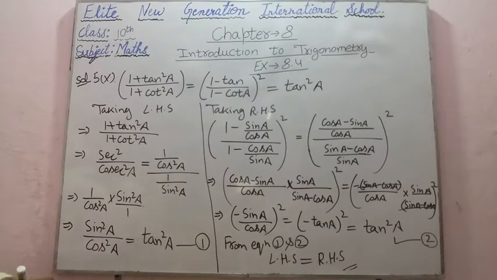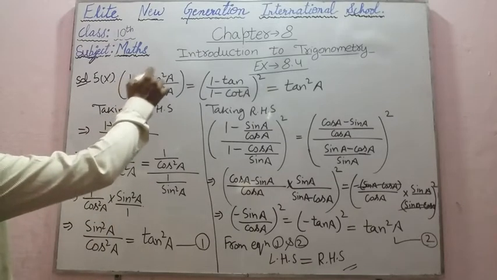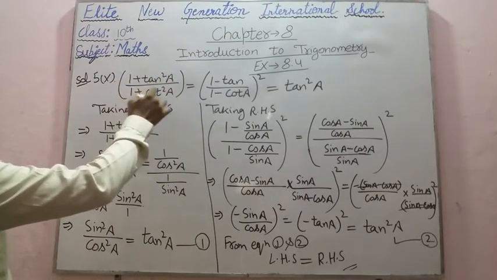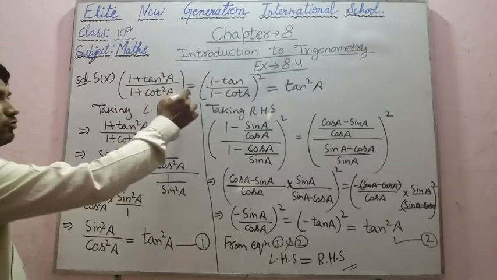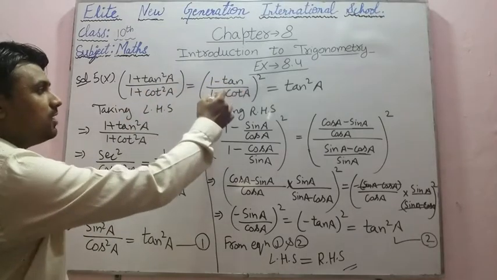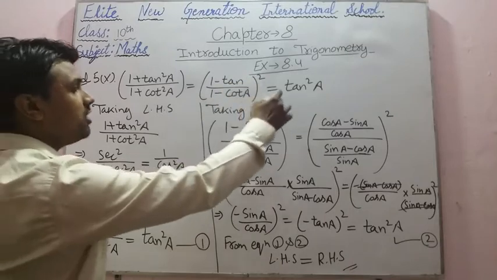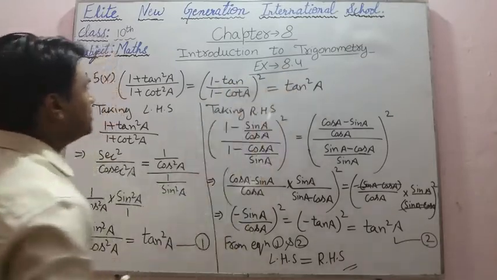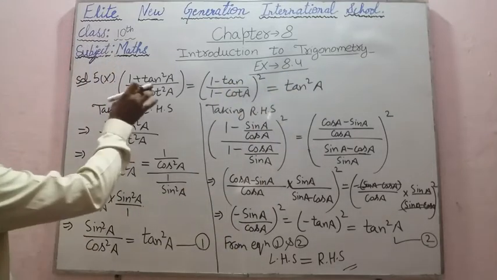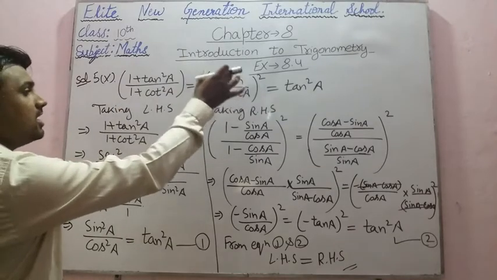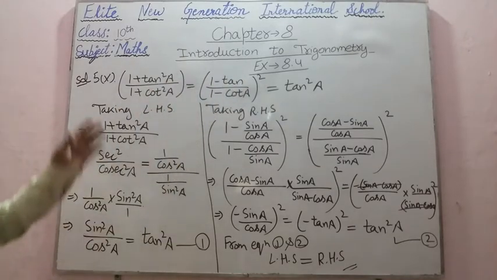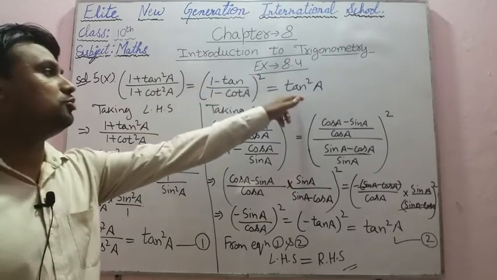In the next question we have to prove that (1 plus tan square a upon 1 plus cot square a) equal to ((1 minus tan a upon 1 minus cot a) whole square), it will be equal to tan square a. So here we can take this as left hand side and this as right hand side. So we have to prove left hand side and right hand side equal to tan square a.